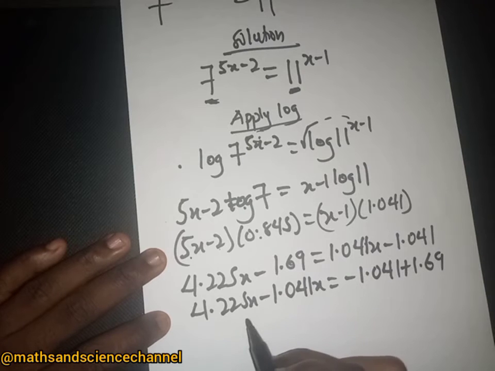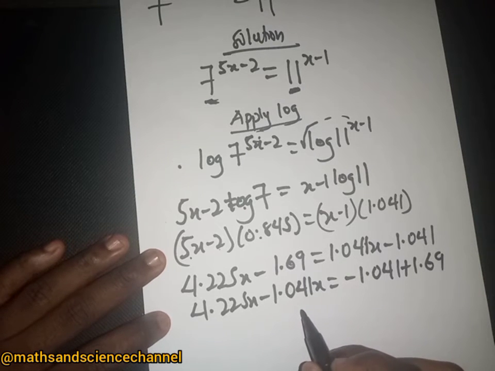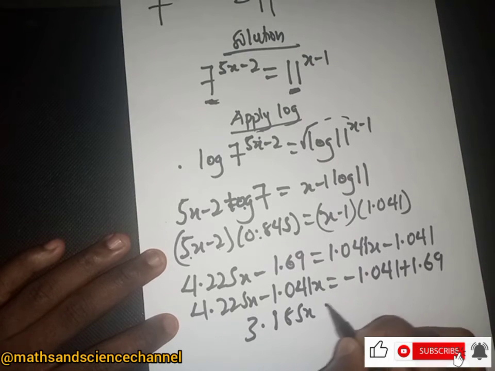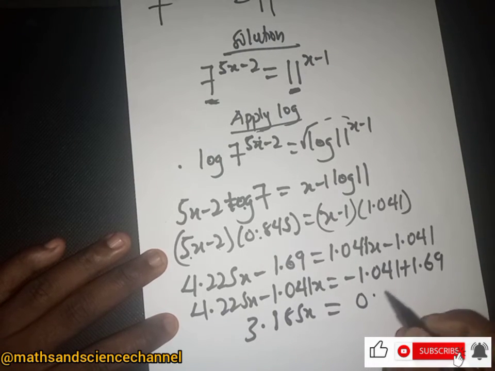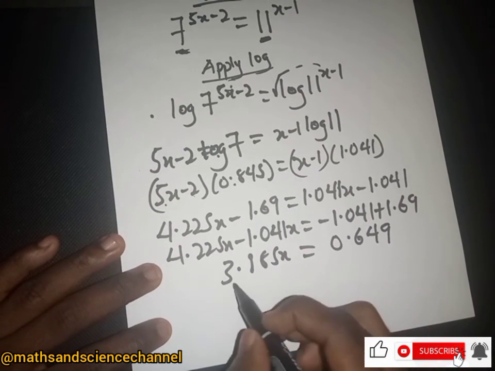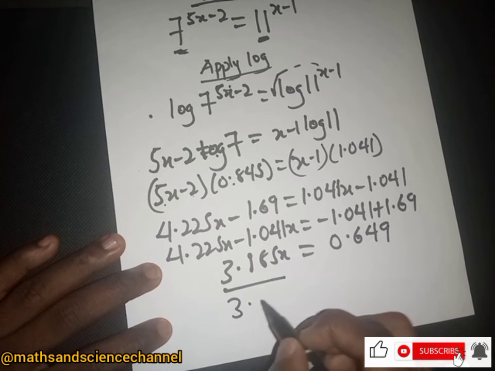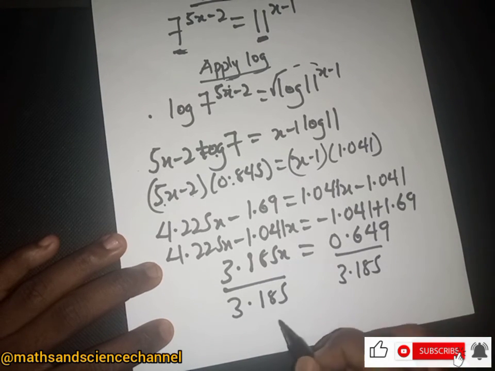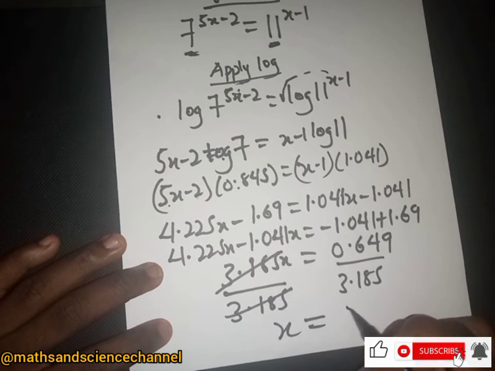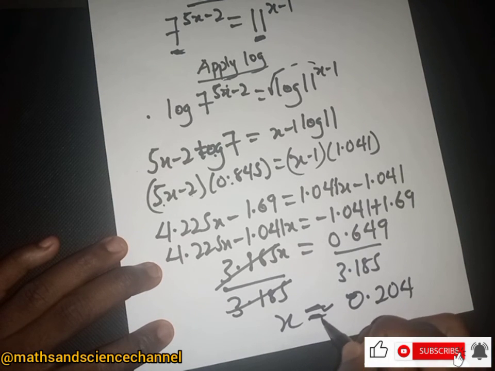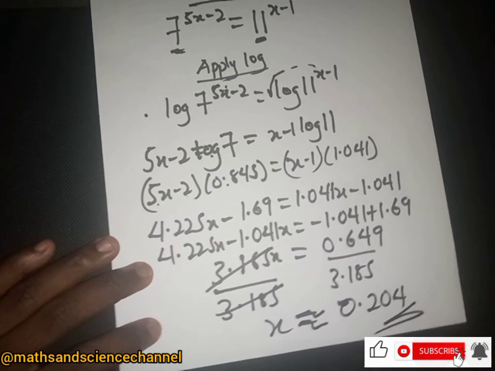Now 4.225 minus 1.041 is just 3.184x here, being equal to 0.649. So what we have to do in order to find x is that we divide both sides by 3.185, then this cancels that, and we have x being equal to 0.204, approximately. So that will be for x.